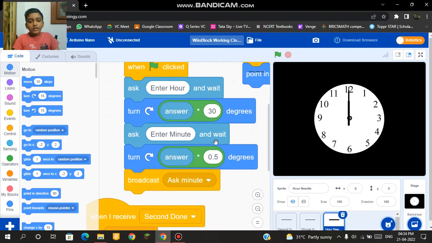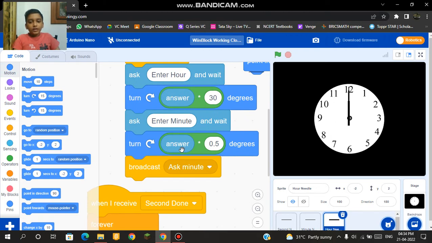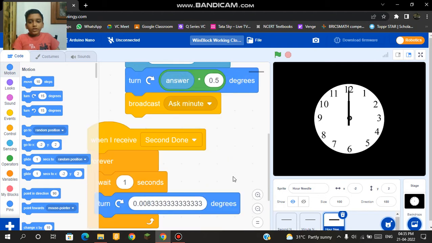So after that it will ask enter minute and it will wait. So as we all know, when we put the clock in 3 o'clock, then it will be like this. But when we put it in 3:30, then it will move slightly nearer to the 4 o'clock. So it will be in the middle of 3 and 4 digit. Okay. So for that it will turn a certain degree in answer multiplied by 0.5 degree. So 0.5 degree is the degree which this hour needle goes in 1 minute. So after that it will broadcast a message ask minute.